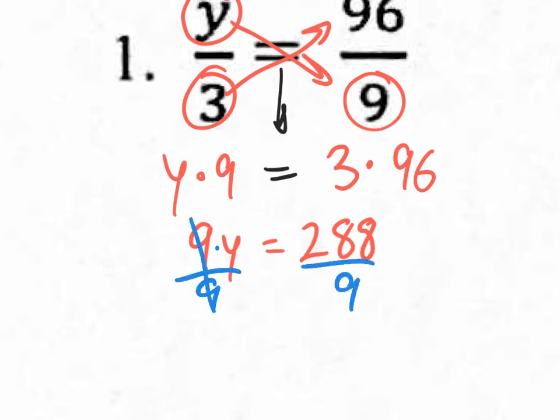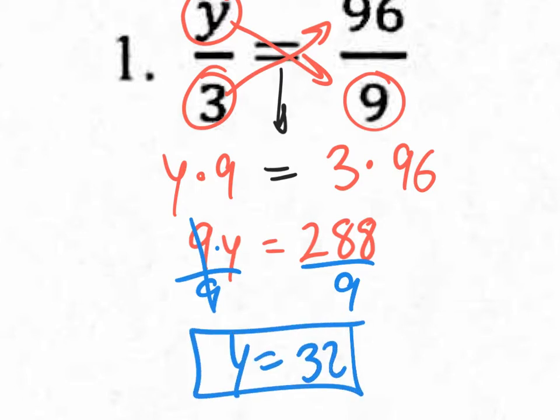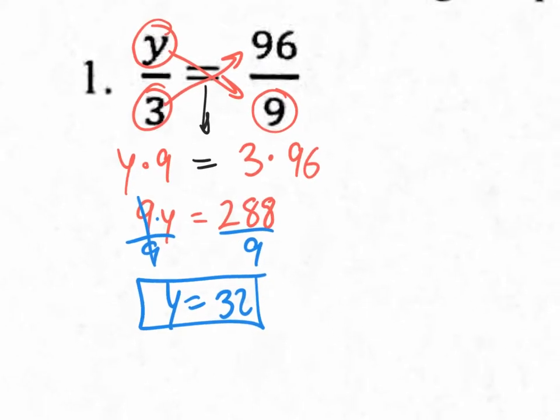288, I don't know, but you told me, calculator, right? Y equals, head. Oh, you're a genius. Thank you. So number 1, y equals 32.